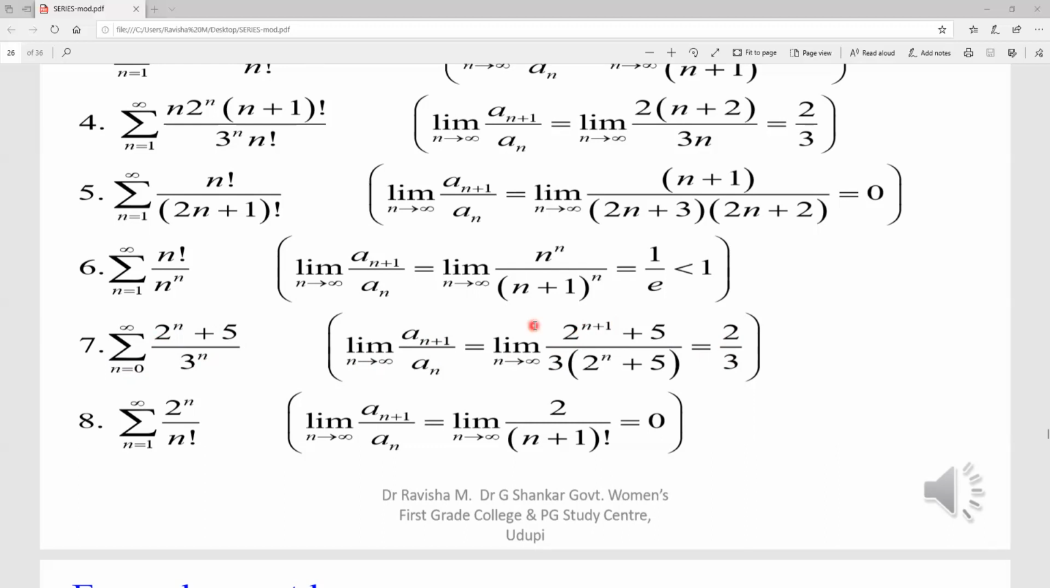Take 2 to the power n outside, and what remains is 2 plus 5 by 2 to the power n. With 2 to the power n taken outside, we have 1 plus 5 by 2 to the power n. When n tends to infinity, this becomes 0. Here we have 2 and 3, so we get 2 by 3, which is again less than 1. The series is convergent by the ratio test.